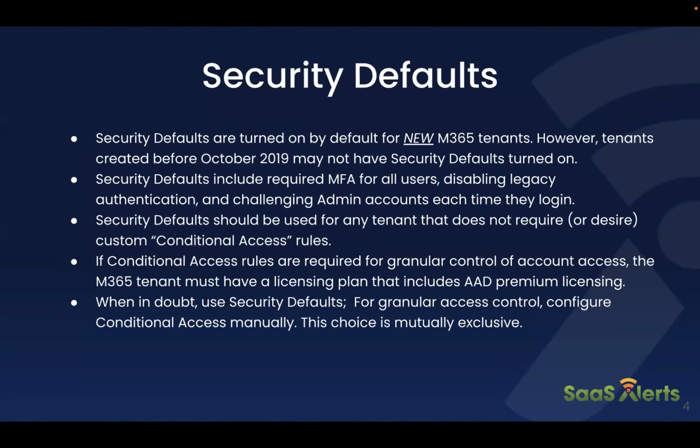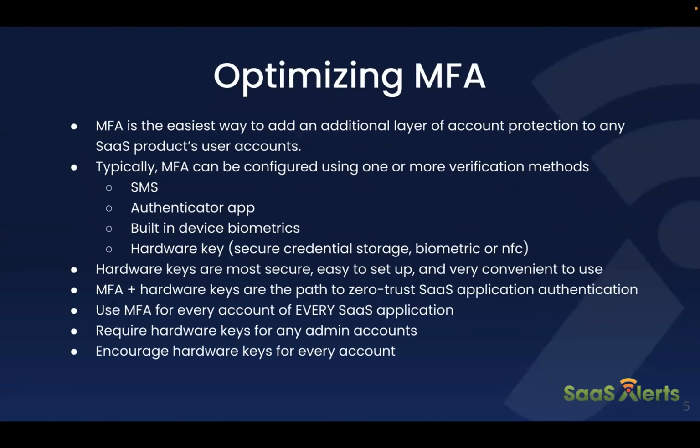Conditional access rules are required for granular control of account access. The 365 tenant must have a licensing plan that includes Azure Active Directory Premium. So when you're in doubt of where your licensing is or whether you have conditional access, set up security defaults at least at the very outset. And when you want to move to more granular and specialized access control, configure conditional access manually. But you got to understand, it's one choice or the other. They're mutually exclusive, and it's a binary choice.